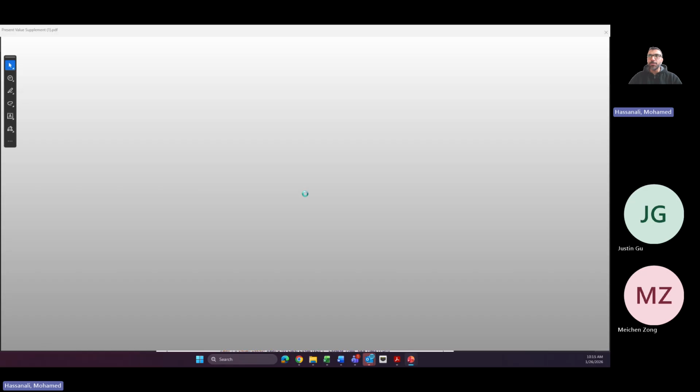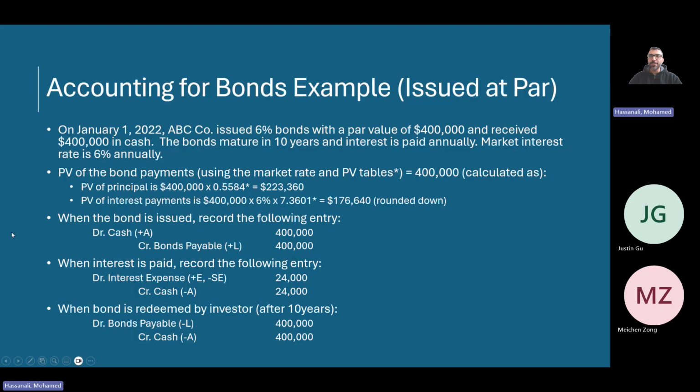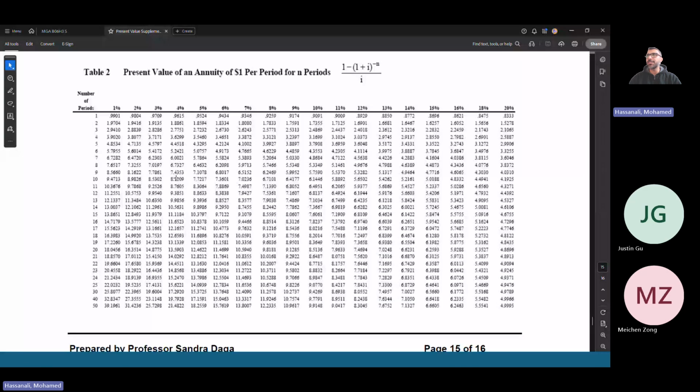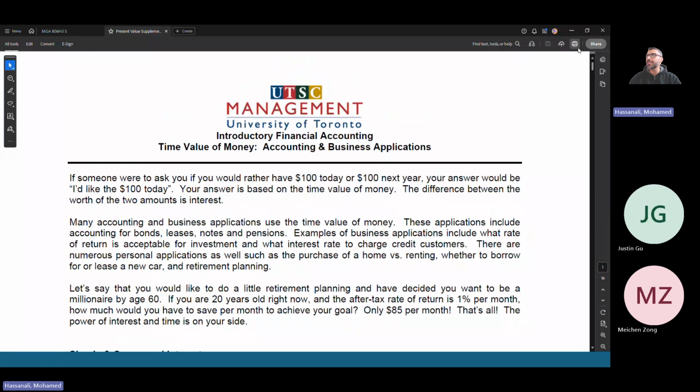We need to pull out what is called the present value tables. So I posted on the Quercus something called the present value supplement. This is about a 15 or 16 page document that Professor Dega had prepared once upon a time, and we all sort of leverage it. Very good document. It's a little bit technical, but what you're trying to pull out is page 15. So the document looks something like this. It's on the Quercus along with all of the Chapter 9 materials.